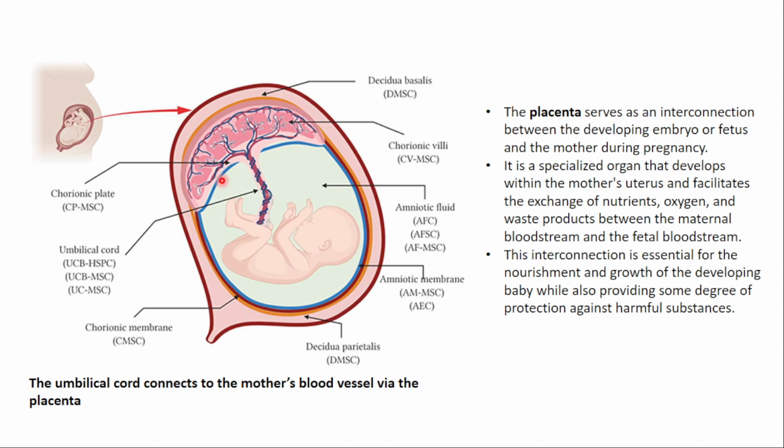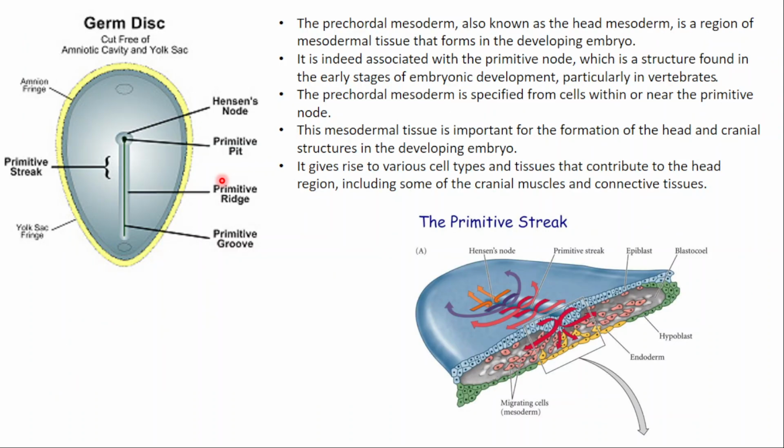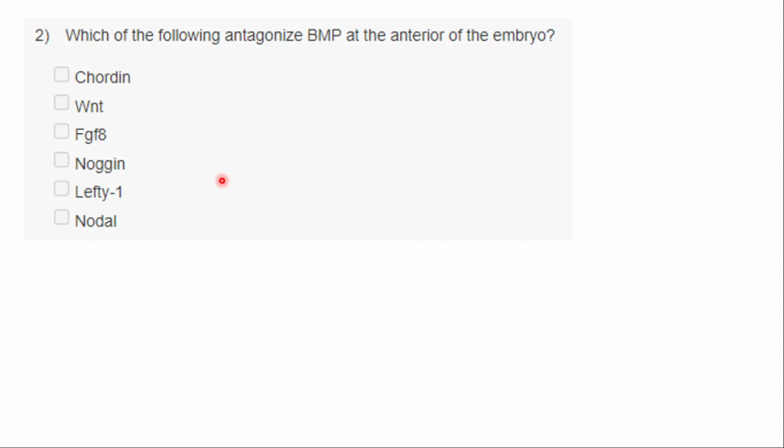Good. Ajay answered very correctly, and that is very good. We'll quickly move on to the next question. Which of the following antagonize BMP at the anterior end of the embryo? If you remember, BMP antagonizers or inhibitors are important players in the anterior end of the embryo.